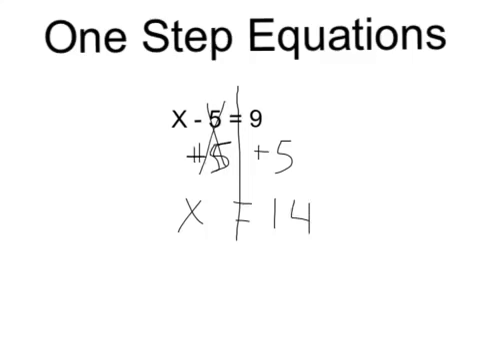And then I can easily check this by substituting this 14 back into the equation for x. So right here it tells me that x is equal to 14. So I'm going to take this 14 and I'm going to substitute it right here where the x is at. So let's do that. We have 14 minus 5 equals 9. And that is a true statement.